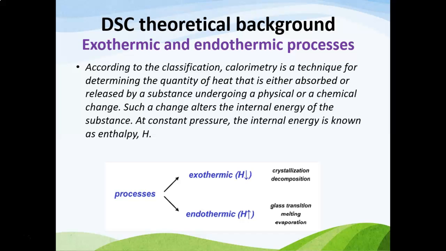Endothermic describes a reaction in which the system absorbs energy from its surroundings, usually but not always in the form of heat. The arrow will go upward for endothermic. So you need to remember the direction of the arrow, whether upward or downward, depending on whether the process is exo or endo. Examples of endothermic processes are glass transition, melting transition, and the evaporation process.